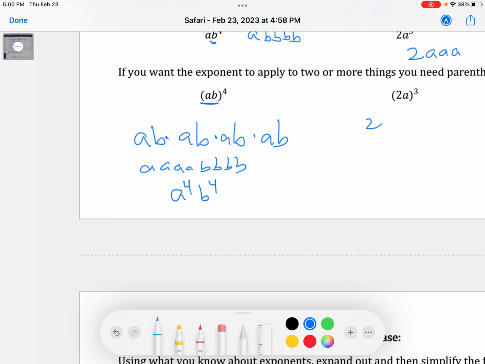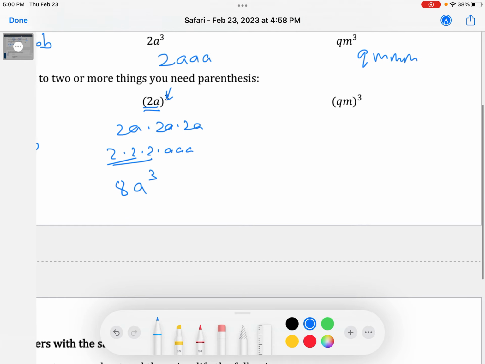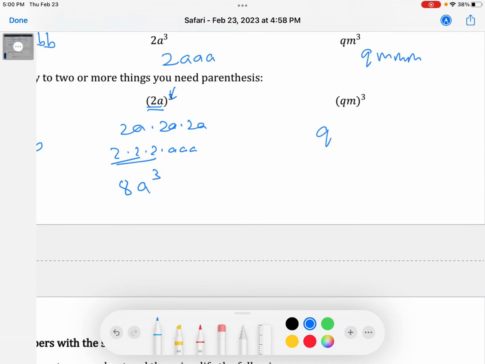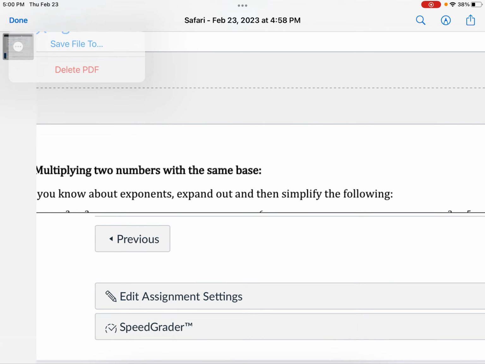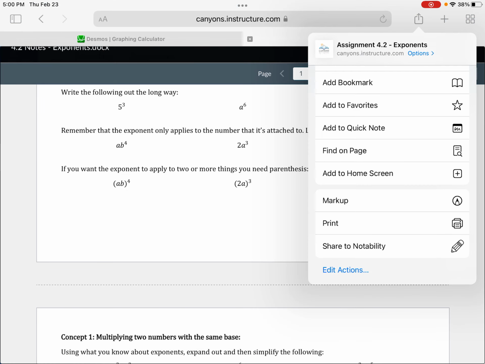Same idea here. 2A cubed is 2A, 2A, 2A. I'm copying and pasting this 3 times. All right, that's 2 times 2 times 2 times A times A times A, which is 8, A to the 3rd. 2 times 2 is 4, 4 times 2 is 8. Okay, this next one, QM cubed, Q to the 3rd, M to the 3rd. Taking a little shortcut there. You guys follow me, right? Okay, let's go on down and do the next page.